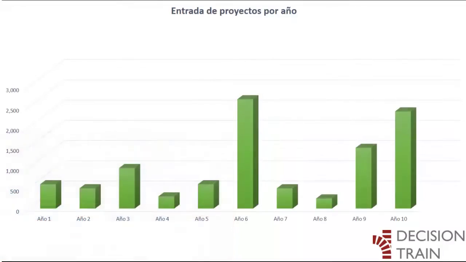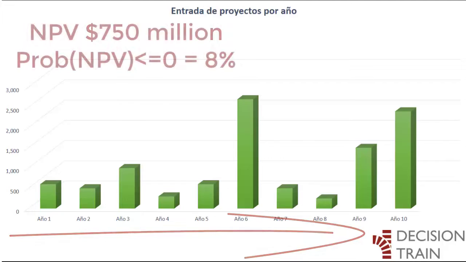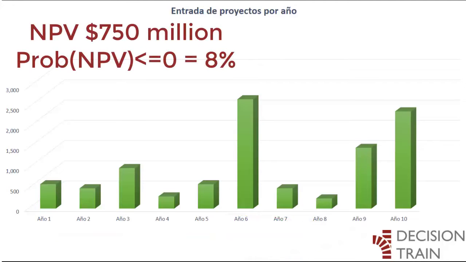Simply assuming that one project starts building and operation per year for the next 10 years, portfolio NPV would average approximately $750 million, with an 8% probability of being negative. With this simple rule, the disbursement restriction is met, but the return on investment may not necessarily be maximized.